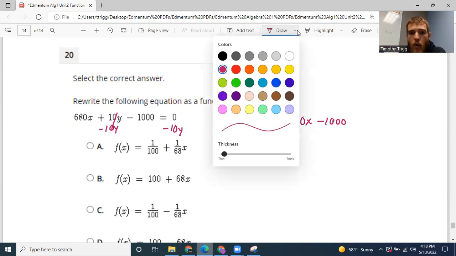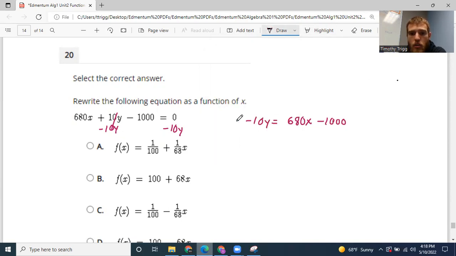Let's solve for y here. What we're going to do is divide by negative 10. Y equals, positive divided by negative is negative 68, so negative 68x. Negative divided by negative is positive 100. And then just replace y with f of x.